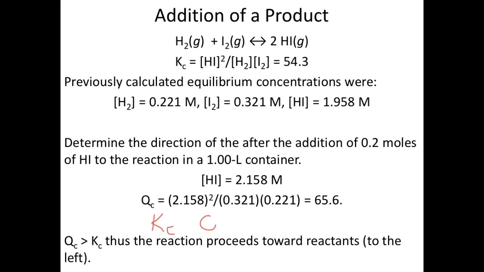to the Qc, Qc being 65.6 and Kc being 54.3, now the arrow points to the left, indicating that the reaction will proceed to produce more reactant molecules.